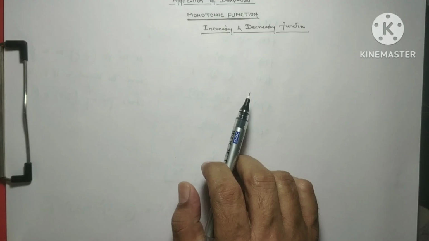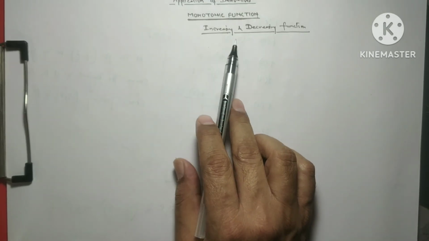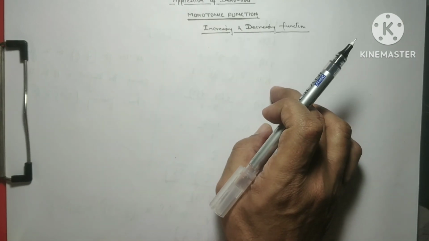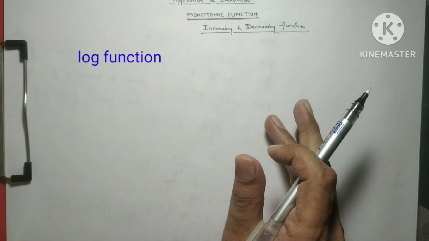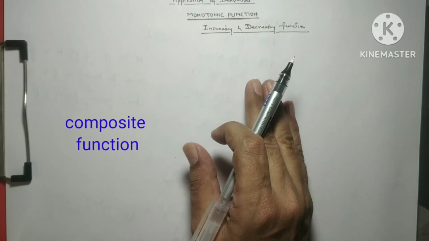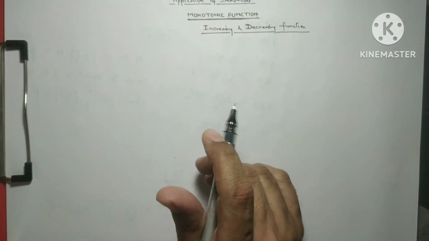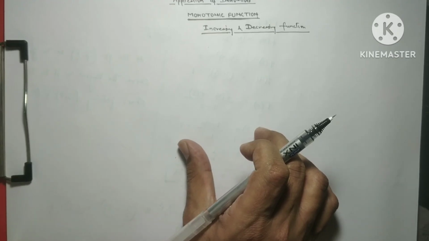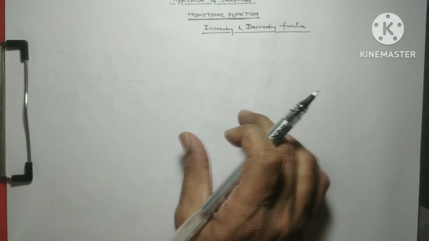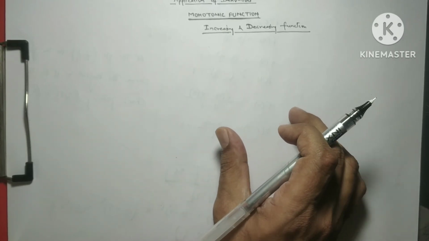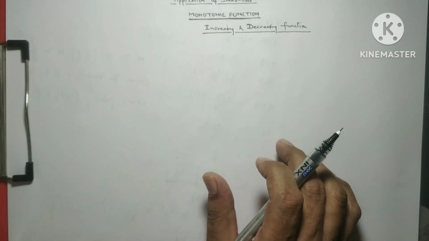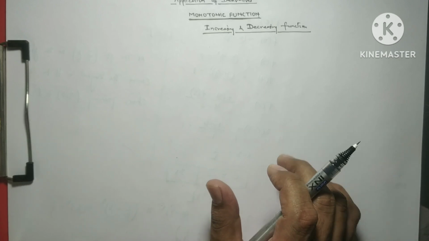So monotonic function means increasing or decreasing function. So we have a function, an equation in terms of polynomial function, log function, exponential function, and composite function also. We want to collect the intervals at which this given function is increasing or decreasing, and what is the parameter to check whether this function is decreasing or increasing.